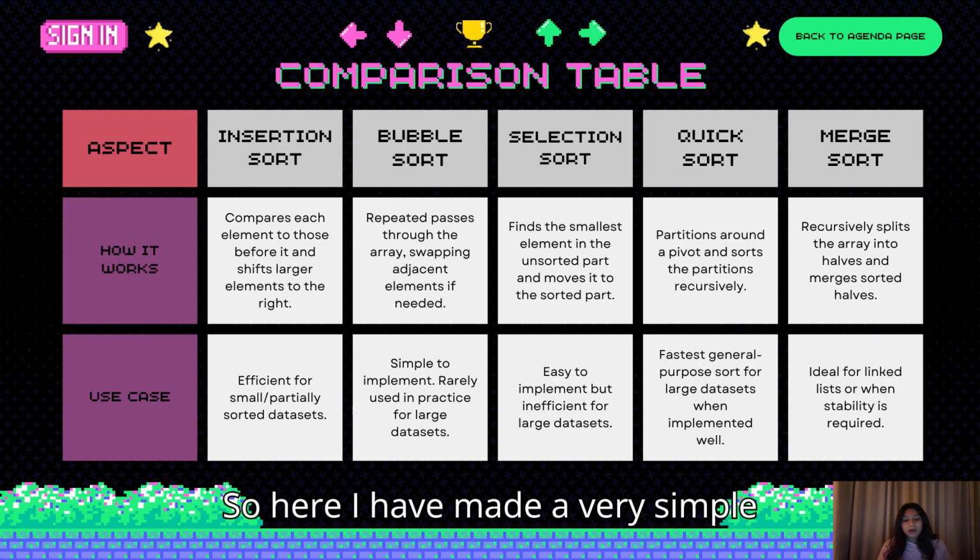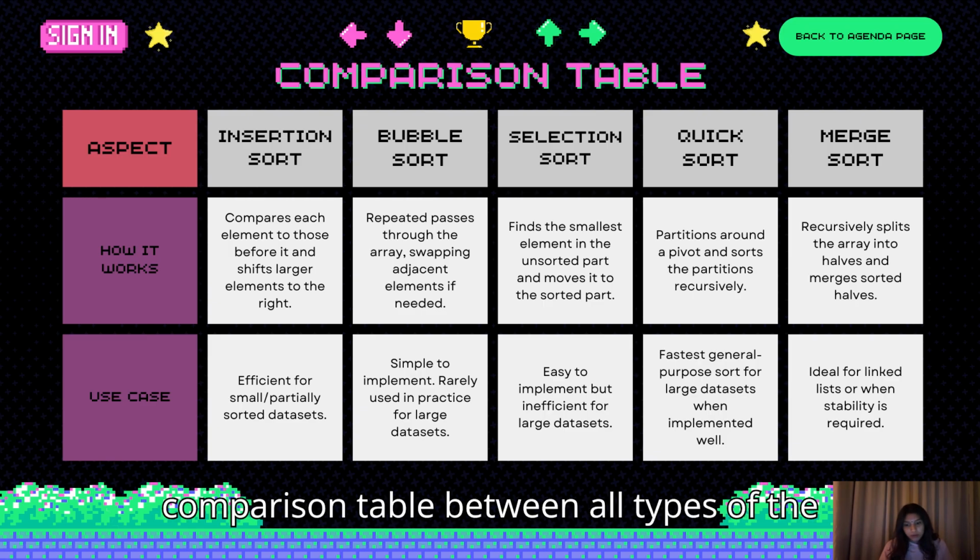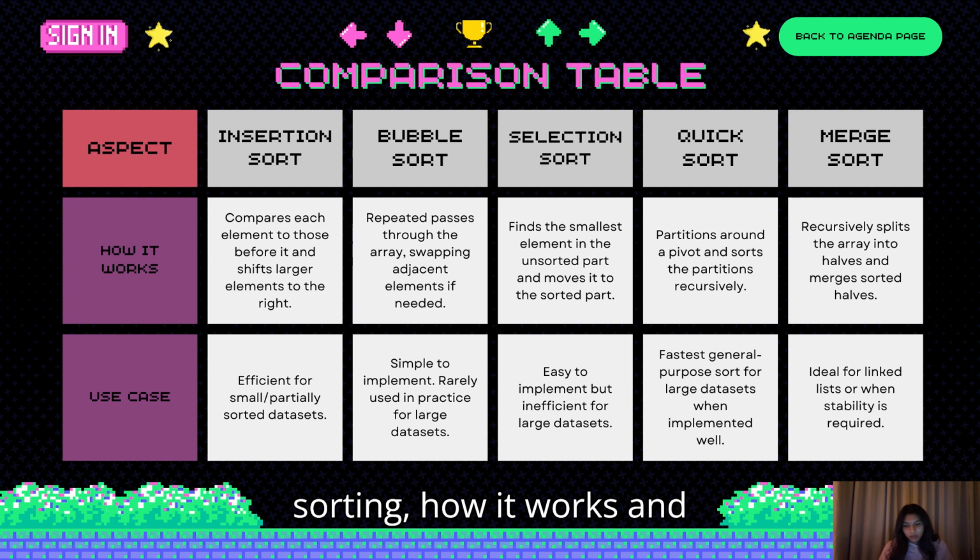So here I have made a very simple comparison table between all types of the sorting, how it works, and also the use case of all the sortings.